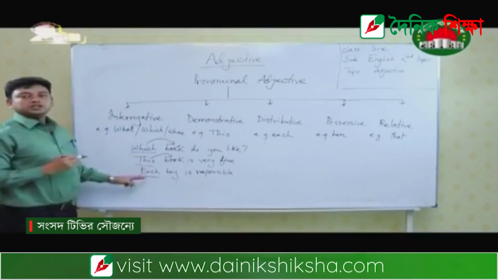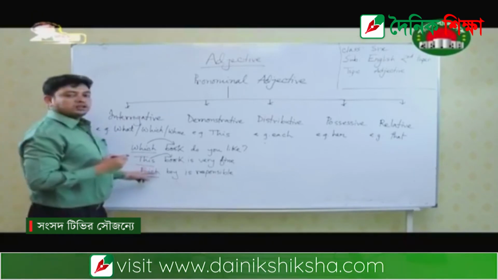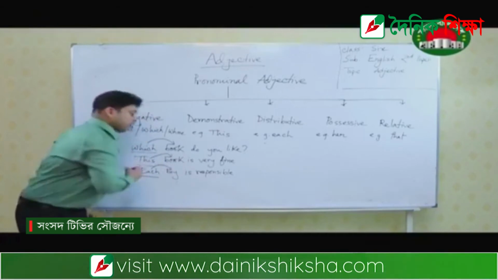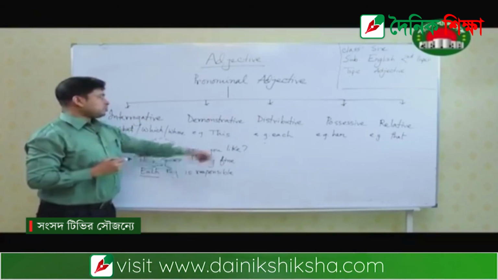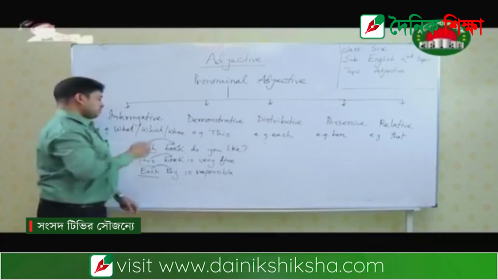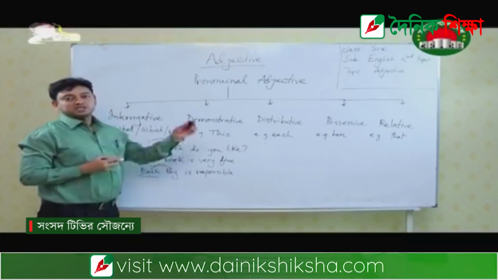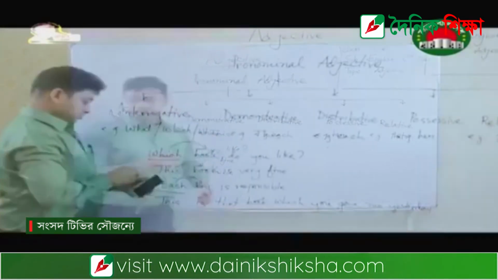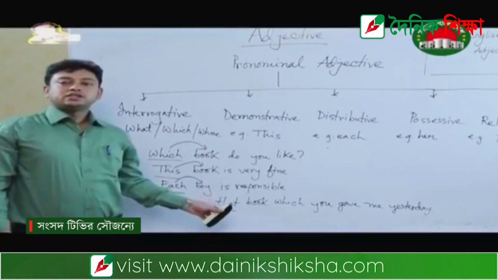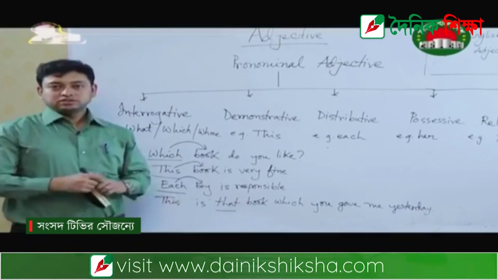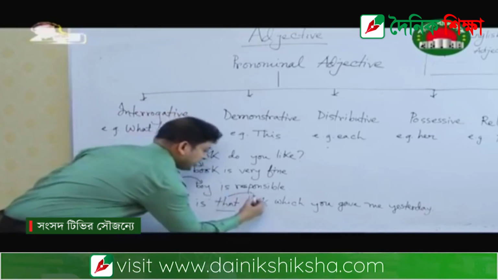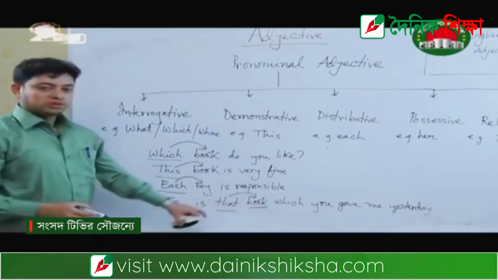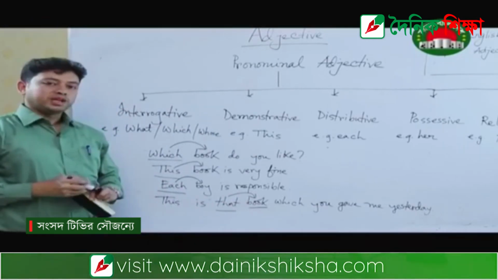Each is distributive adjective. Here ideally this is a pronoun, but here it is qualifying the noun boy, so it becomes distributive adjective or pronominal adjective. Possessive, we have discussed possessive adjective before, but now relative adjective. So, here that is relating, but the problem is it is actually qualifying another noun. Book is the noun here. So, the name becomes relative adjective.